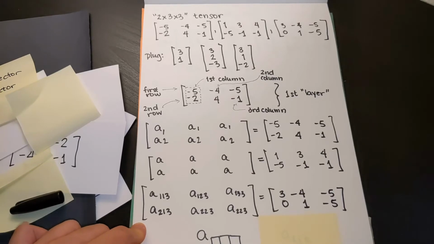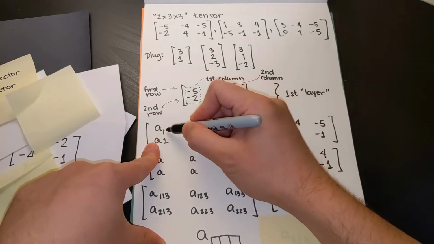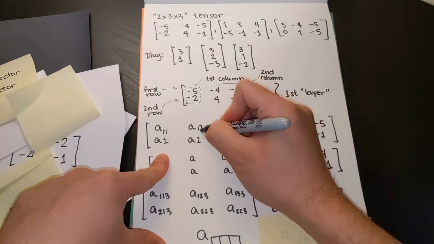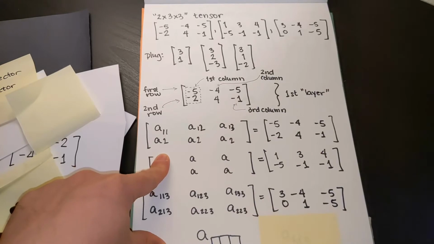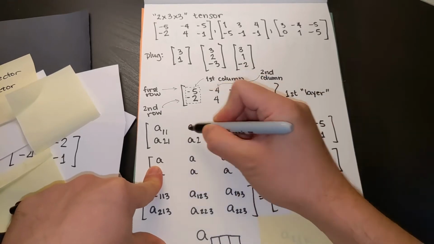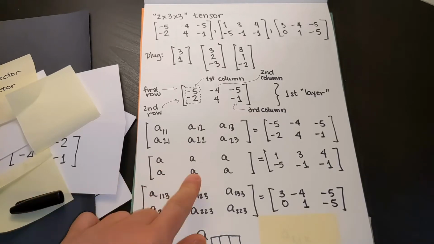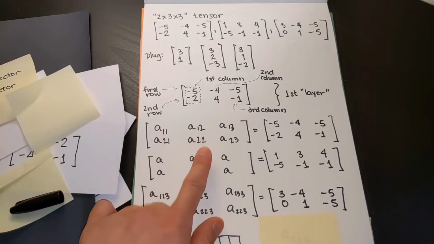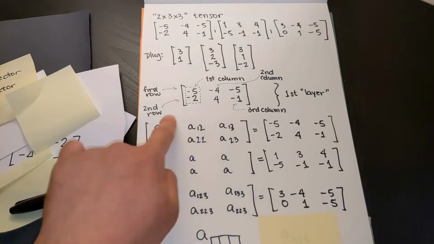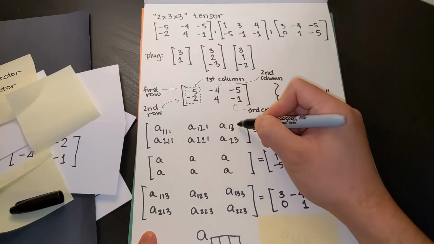Now, the first row, we put 1 on all of them. No, we put 1, 2, 3. Okay, and the second, we put 1, 2, 3 as well. 1, 2, 3. Just as we would label a matrix. Now, since this is the first layer, we all put 1 in them. 1, 1, 1, 1, 1, 1.